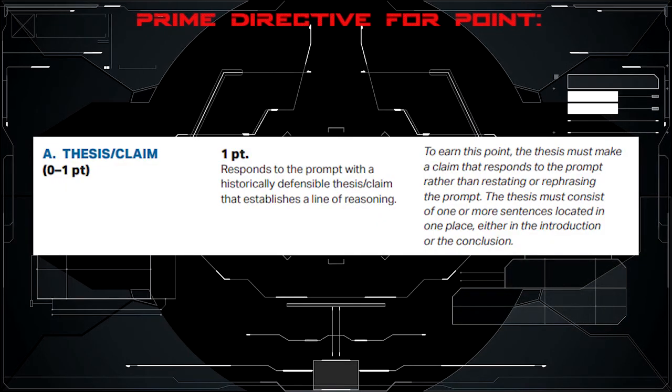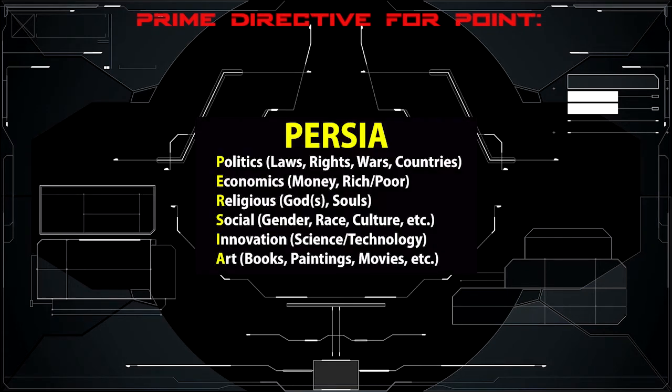The secret to earning the thesis point is picking 3 historical factors and explaining why they are the most important for answering the prompt. And in addition to doing that, you take the next step of explaining between those 3 factors, why is your number 1 factor the most important? And you do that by saying how that factor influences the other 2. Now, in my class, I teach my students Persia, politics, economics, religious trends, social trends, innovation, and art.